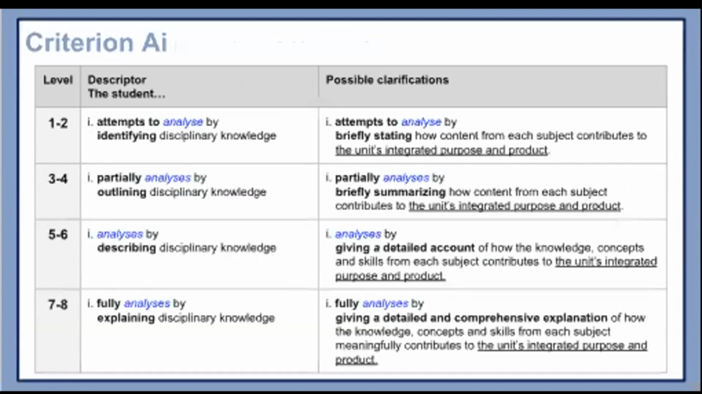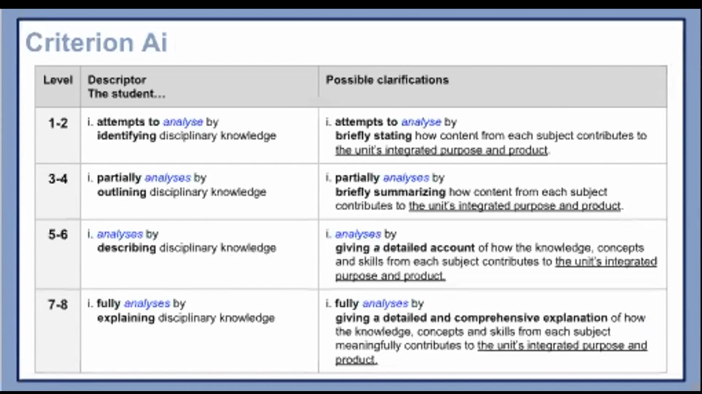Okay, so what is it that students are analyzing? They're analyzing each subject's contribution to the unit's integrated purpose and product. So if the student needs additional clarification of the differentiator terms, those identify, outline, describe, explain, that can be included as part of the task-specific clarifications. The underlined phrases in this example can be made unit and task specific.